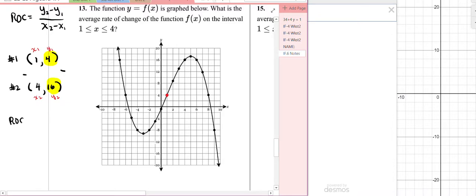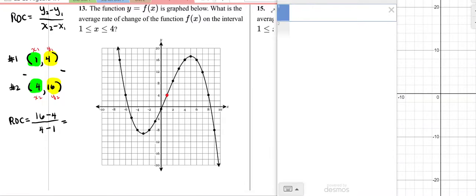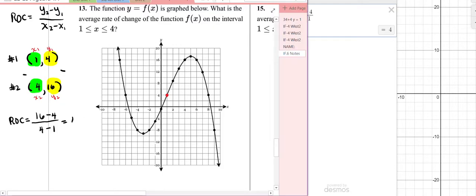So the rate of change is going to be 16 minus 4 over x2 minus x1, so over 4 minus 1. And yes, we can do this in our heads, but just so that we don't make a mistake, we're going to use decimals. 16 minus 4 over 4 minus 1. And that's a positive 4, which means this function is increasing between that interval. And it makes sense, see? It's going up.